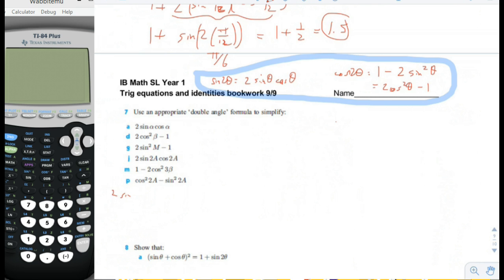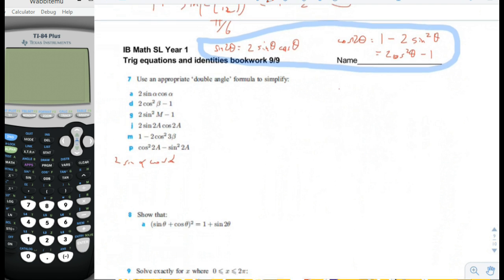2 sine cosine. Sometimes to abbreviate this, I'll just write cosine and sine. I won't write alpha or theta or whatever, as long as it's a single angle. This one looks pretty easy, right? Because it looks exactly like that one. So I could write that it's equal to sine of 2 alpha. Okay, that was A.